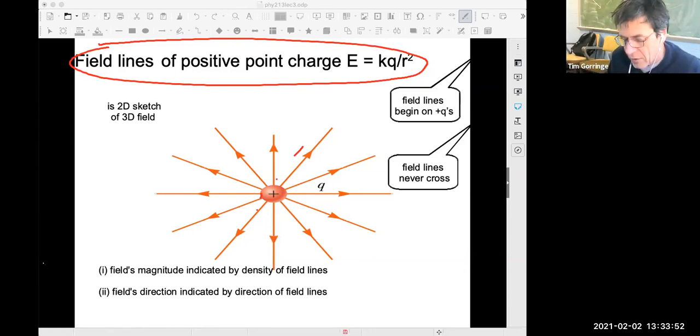Now, a couple of other remarks are that field lines always start on positive charges. So you see this charge is kind of the origin or the source of field lines. And that's what we think of positive charges as. They're the source of field lines. And also you'll notice that none of my field lines cross one another. Field lines can never cross one another in a sketch of electrical fields, in a drawing of electrical fields.